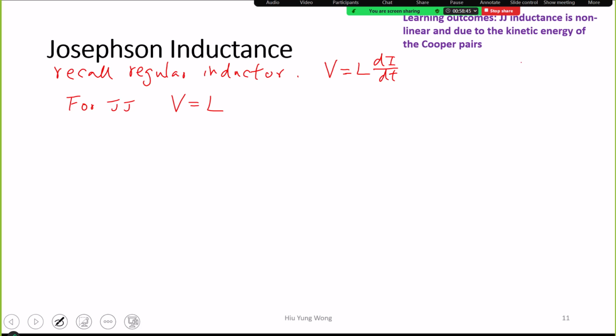So I assume it has inductance. Then V equals L di/dt for this element. It's not an inductor, it's a Josephson junction, right? It can turn out that this is undefined, but let's try if it works. What is I? I is IC sine phi, so the derivative is IC d(sine phi)/dt. I plug in the first equation. The current for the Josephson junction is IC sine phi.